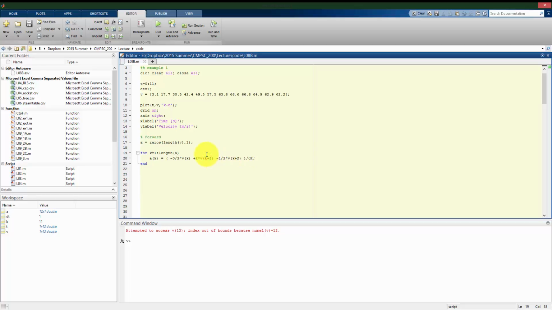So in this case, I can't use forward differentiation for the whole thing. I'll use it for the most part, but I can only use it until k is equal to 11. Or when it's less than 11, I can use the 10th because I can use the 11th and the 12th, but I can't use the 11th and I can't use it for the 12th.